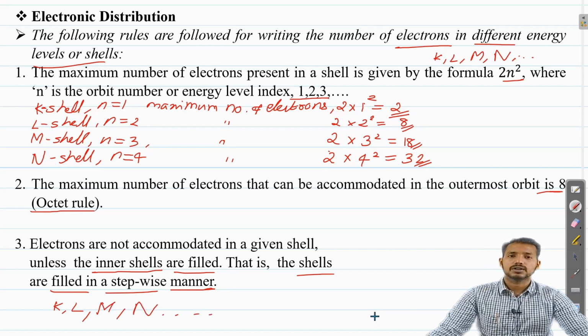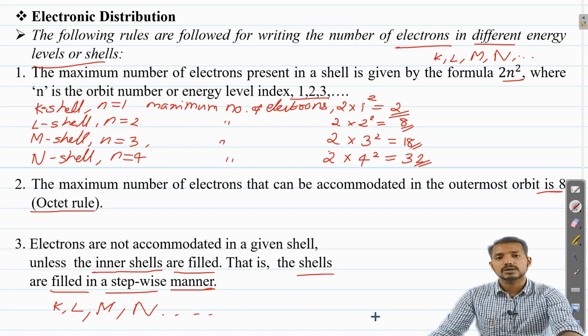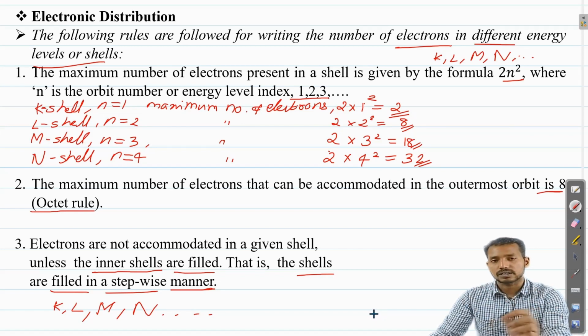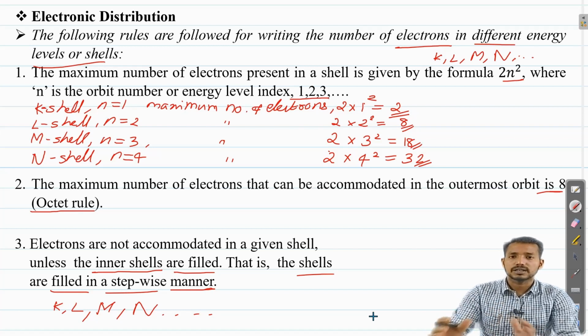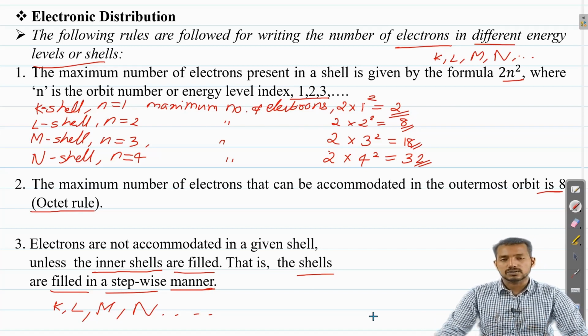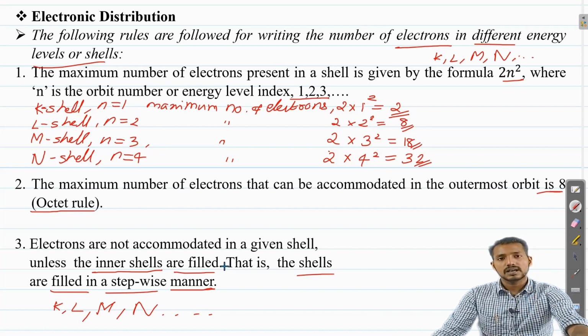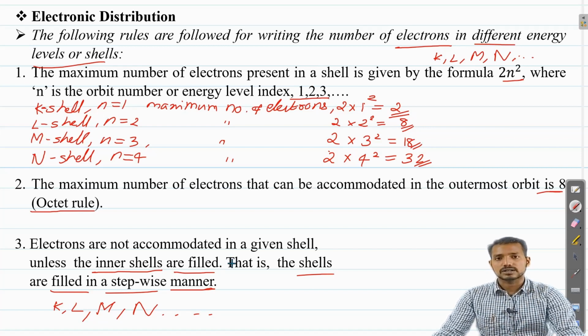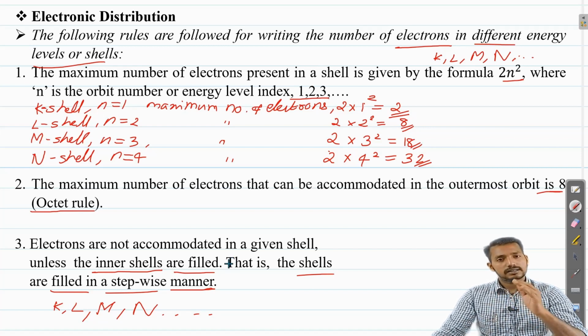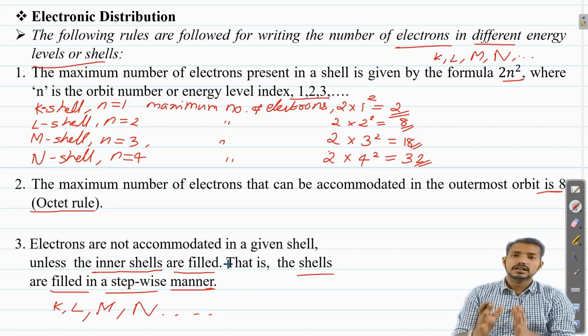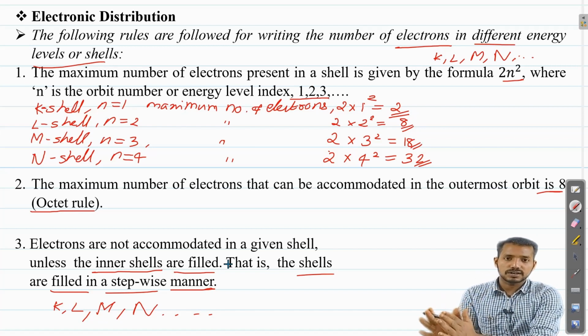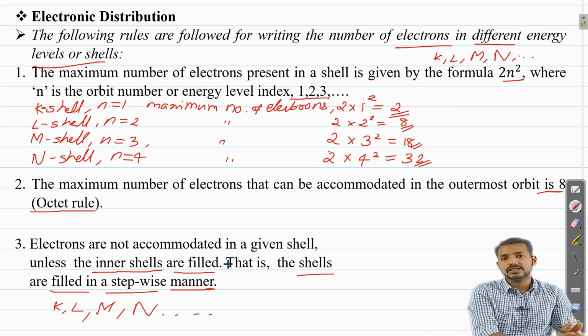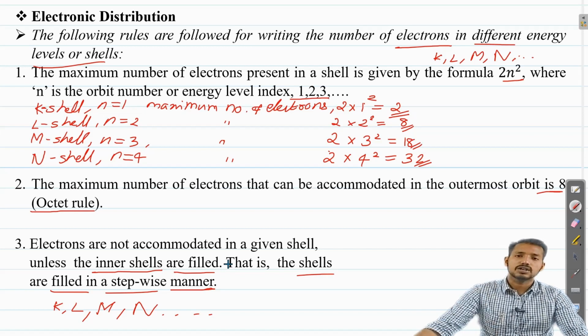So these are the three rules we need to remember while we write the electronic configuration or distribution in different shells of a particular atom. Clear, only these rules. First rule is the maximum number of electrons that can be accommodated in a particular shell. Second rule is the maximum number of electrons in the outermost shell. And the third rule is that electrons should be accommodated in a stepwise manner. That means first the K shell should be filled, then the L shell, then the M shell, then the N shell, and it goes on. So these three rules we need to remember.